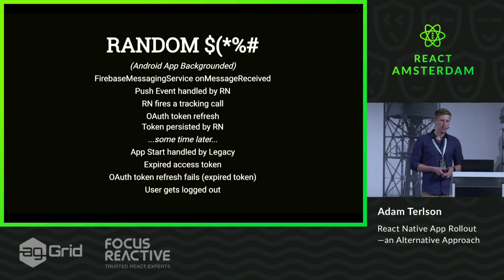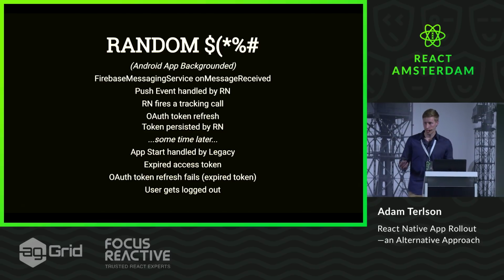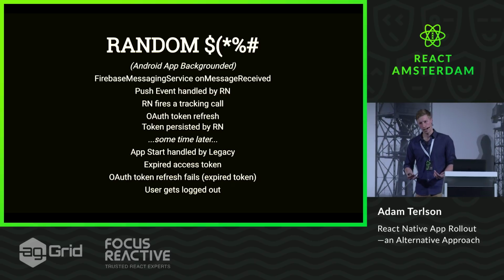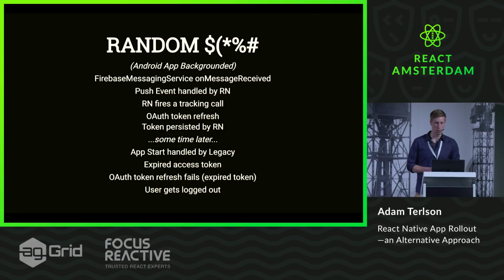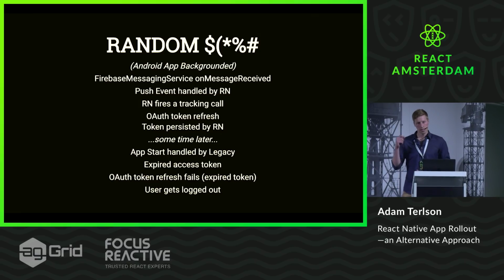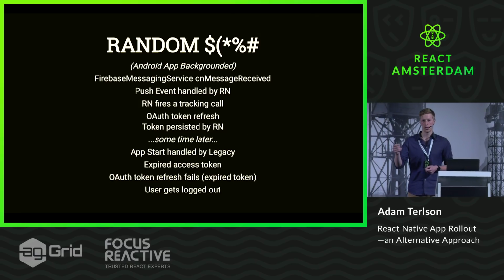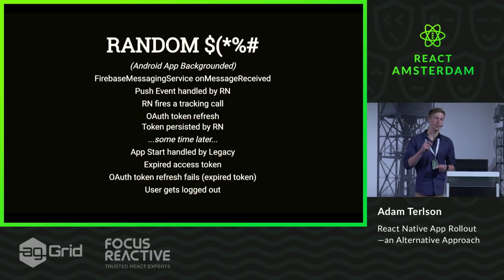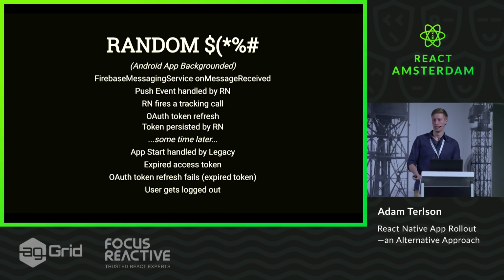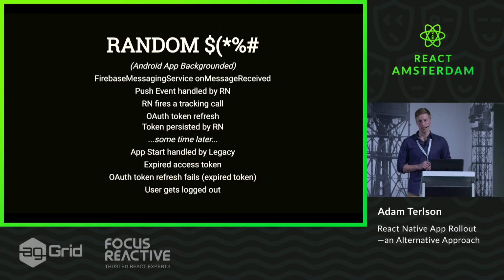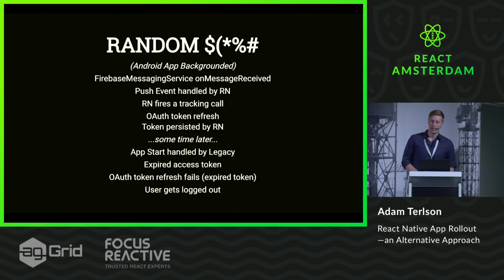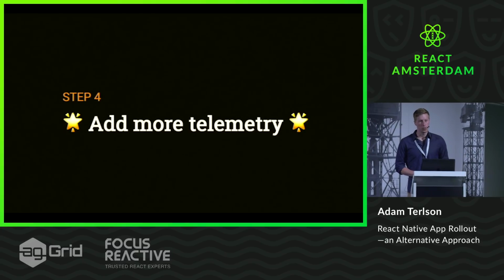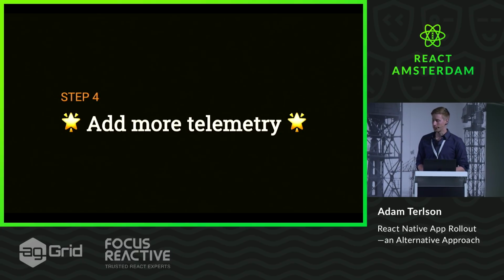When the user came back to the app, however, they would eventually see the legacy app, and the legacy app didn't store its tokens in the same place, so it too had to perform a token refresh. Except this time when it performed that refresh, its refresh token had expired due to the previously successful one that occurred in JavaScript, and the user would get logged out. So that brings me to step number 4, add more telemetry.